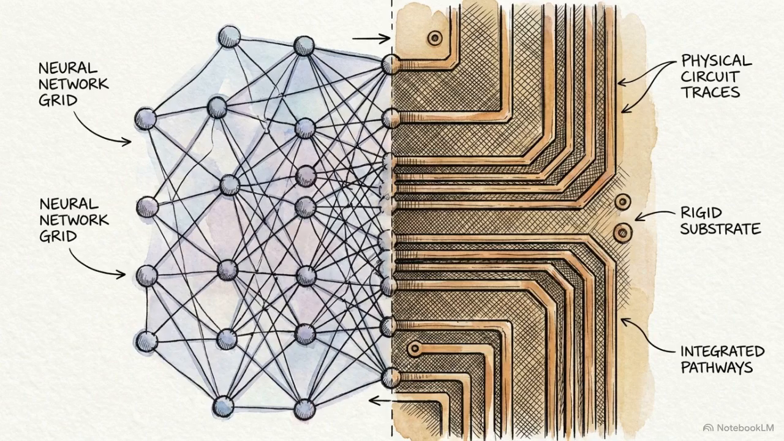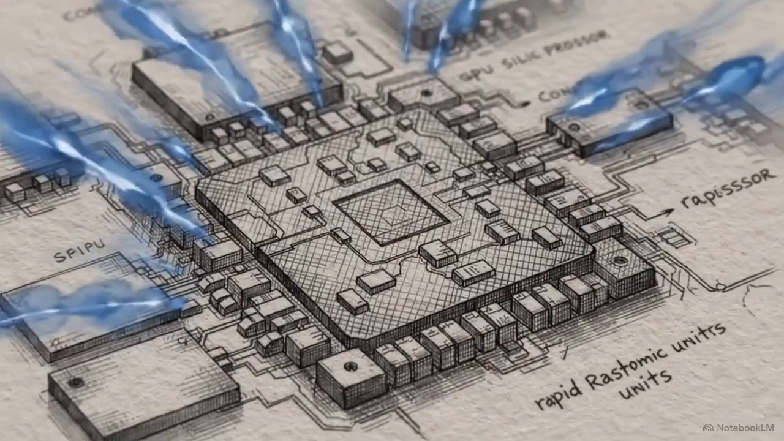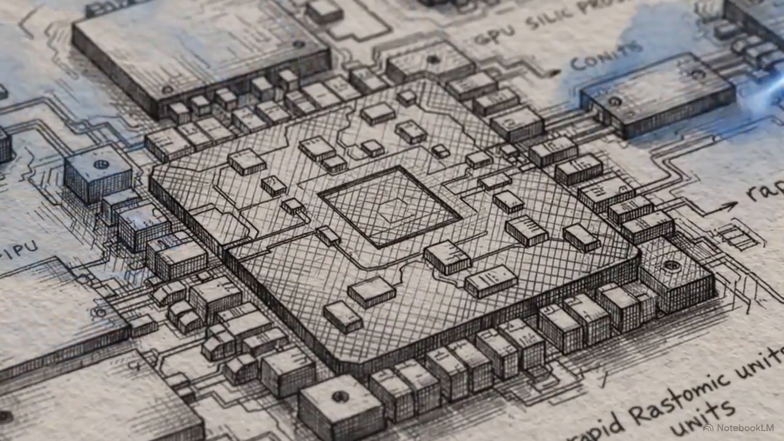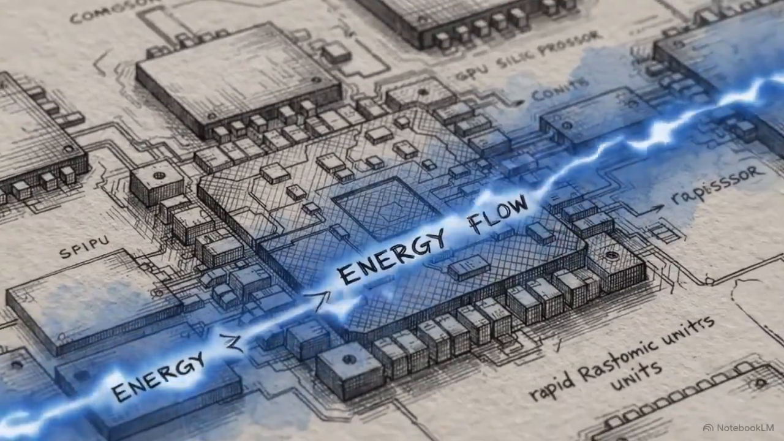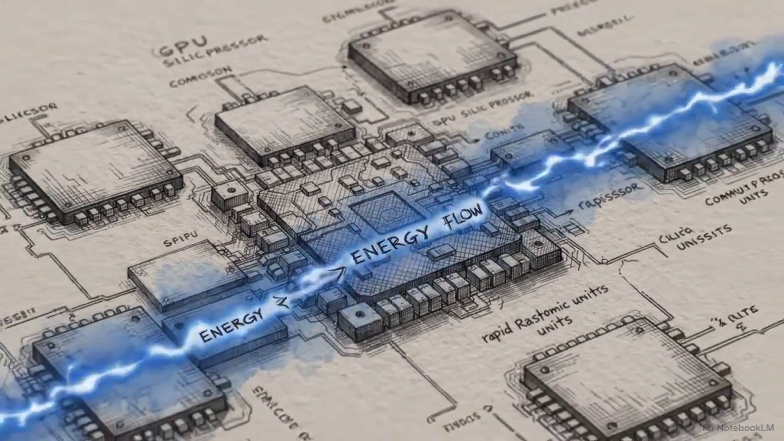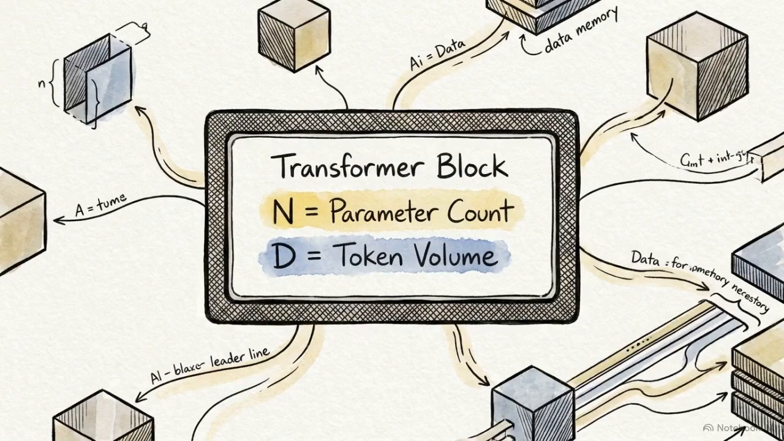We have to isolate the dominant variables in the transformer architecture and map them directly onto the physical pathways of the hardware. Scaling laws provide a theoretical ceiling, but actual performance depends on how efficiently matrix mathematics translate into the physical movement of electrons. Inside a transformer block, the two defining dimensions are the parameter count, N, and the token volume, D. This is the forward pass.